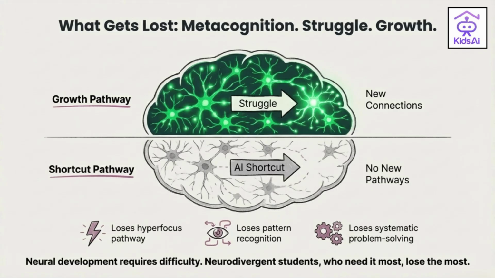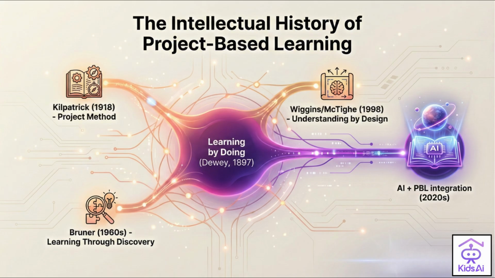Anders Ericsson, Peak, 2016, deliberate practice creates expertise. The practice must include struggle, failure, adjustment, struggle again. Remove struggle and you remove the pathway to expertise. This is especially true for neurodivergent expertise, which often requires deep practice within narrow domains.